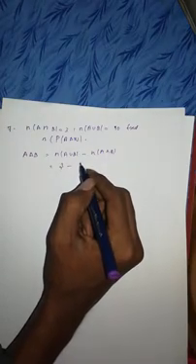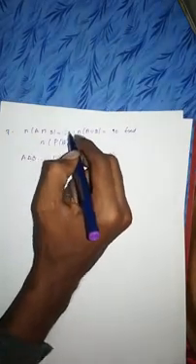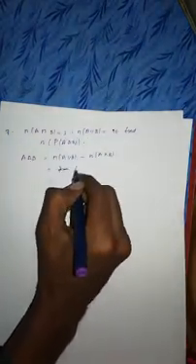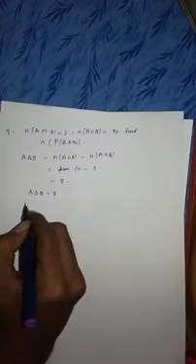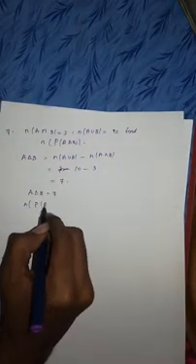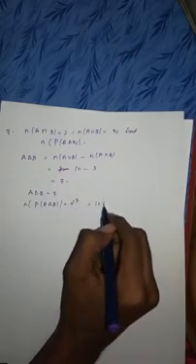First we find N of A delta B. A delta B is nothing but N of A union B minus N of A intersection B. N of A union B is 10, N of A intersection B is 3, so it will be 7. So N of A delta B is 7. The number of elements in the power set is 2 power 7. So N of P of A delta B is equal to 2 power 7, which is 128.